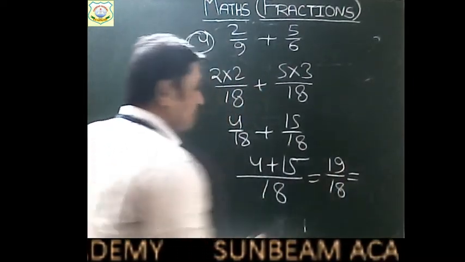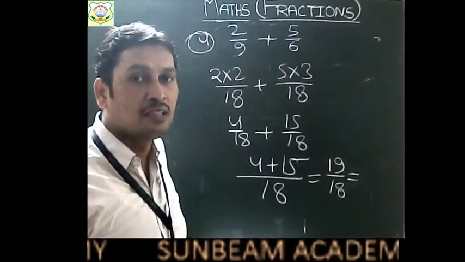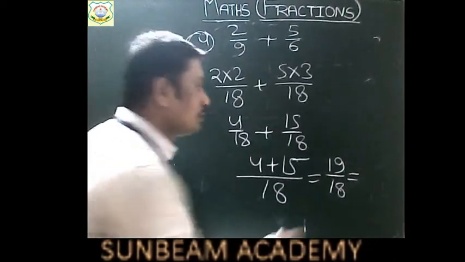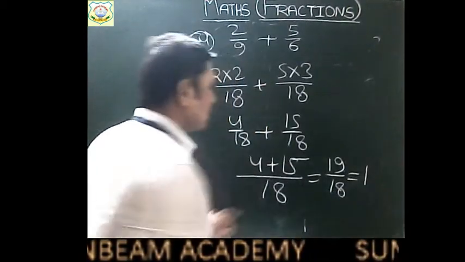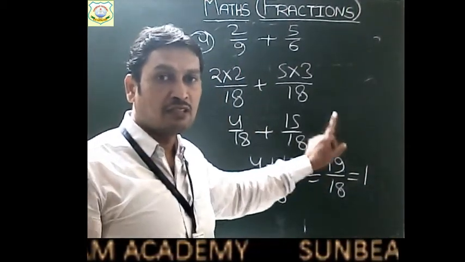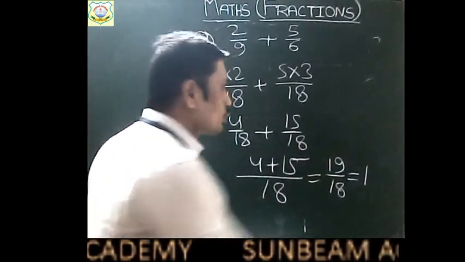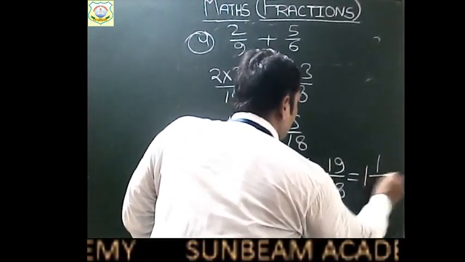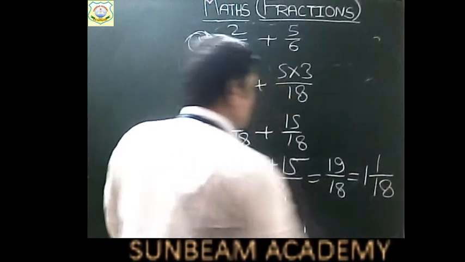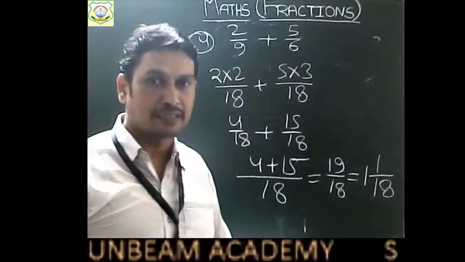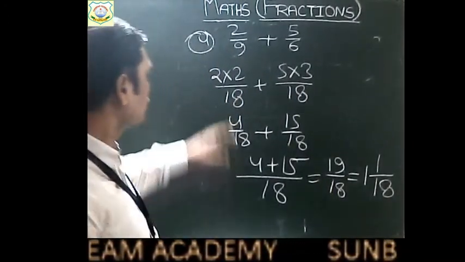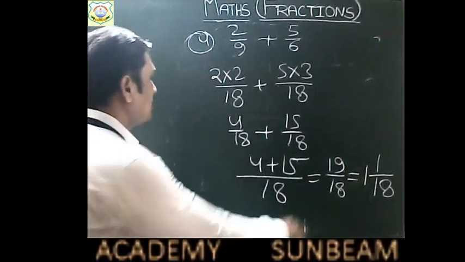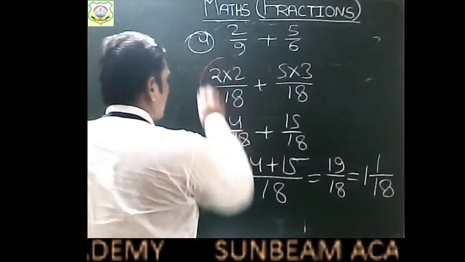Now divide 19 by 18. This is an improper fraction children, so you have to convert this into a mixed fraction. So 18 1s are 18. Okay. 19 minus 18 will be 1. 1 is the remainder. The remainder will be written in the numerator over 18. 1 whole 1 by 18. Okay. So children, you can remove this part also.